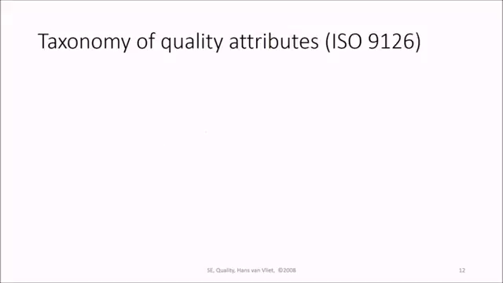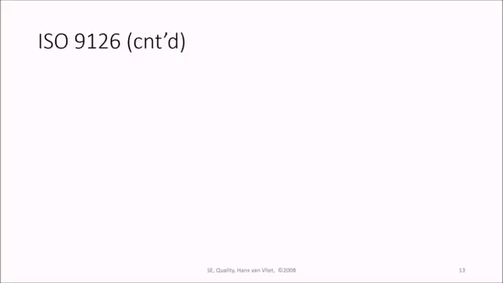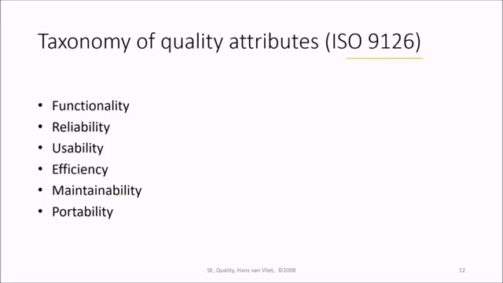Then comes the ISO 9126. In ISO 9126, the taxonomy of quality attributes is given. First we have functionality, then reliability, usability, efficiency, maintainability, portability. So these are what we have seen: functionality, reliability, usability, efficiency, maintainability, and portability. These are the quality attributes we see in ISO 9126.